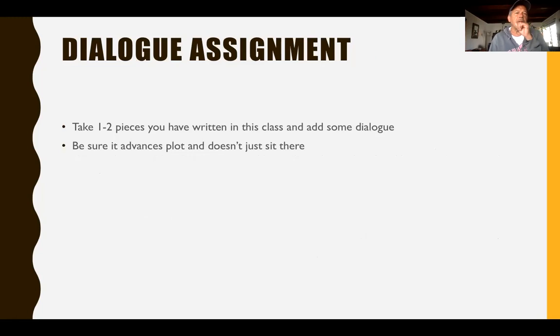Dialogue assignment. Take one to two pieces you have written in this class and add some dialogue where it doesn't exist. Take an existing story, find a moment of conversation, and create a couple of paragraphs of fresh, new, inspired dialogue. Be sure it advances the plot and it doesn't just sit there. So those are your assignments for this week.